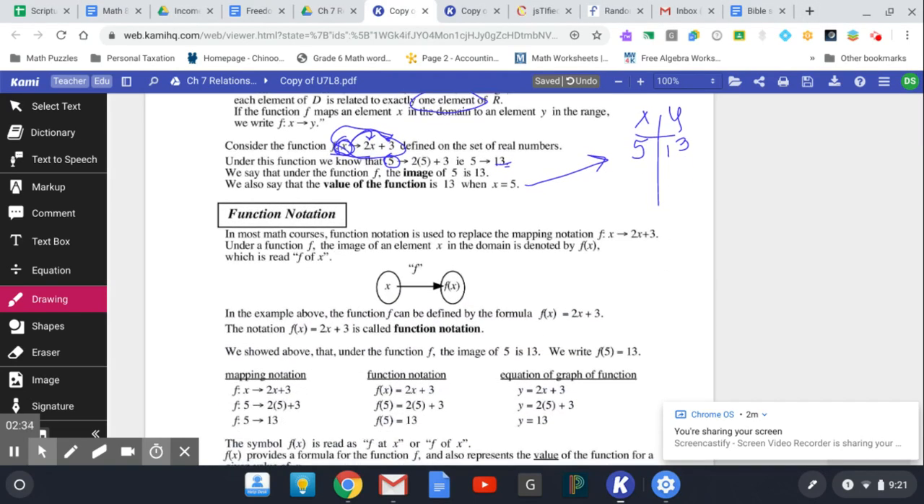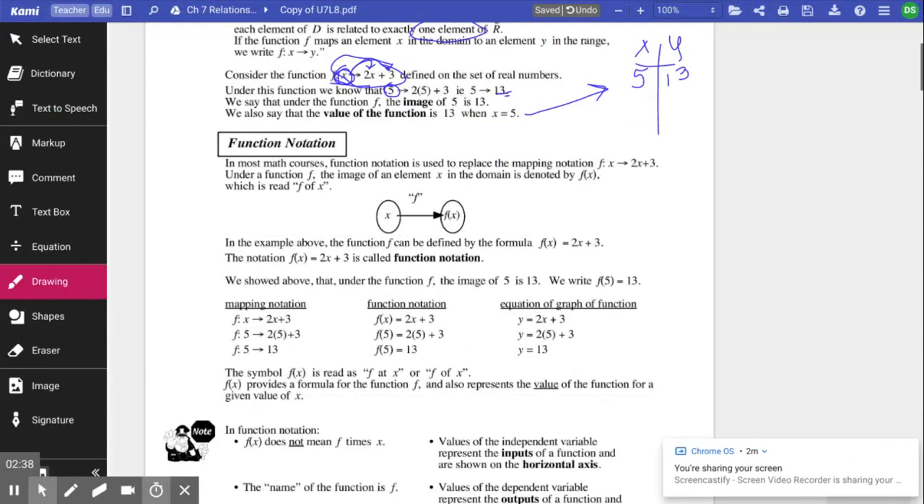In most math courses, function notation is used to replace the mapping notation. I'm just going to make that screen bigger for you. Sorry if that was distracting. So in most math courses, I'll just read that again. Function notation is used to replace the mapping notation f, and then we say x going to 2x plus 3.